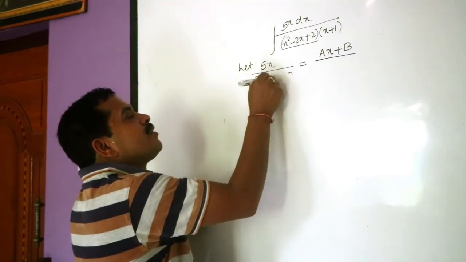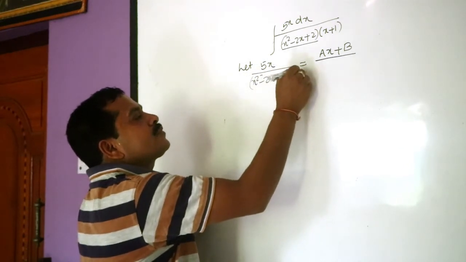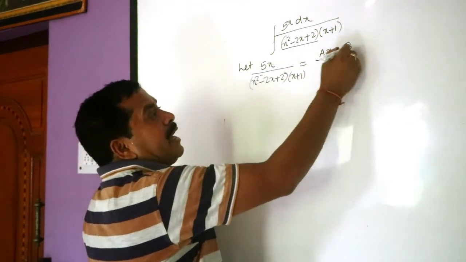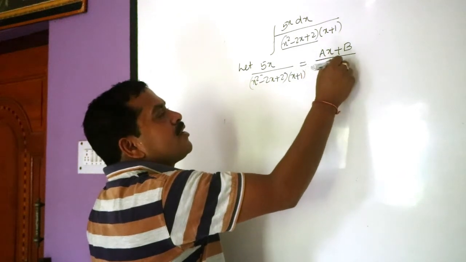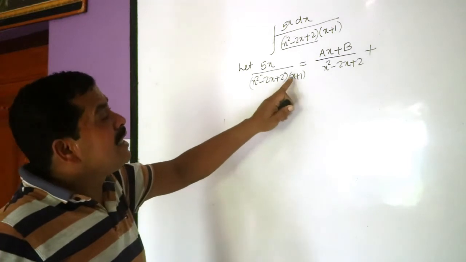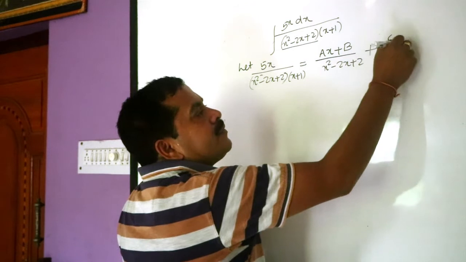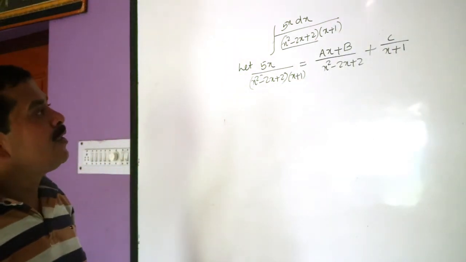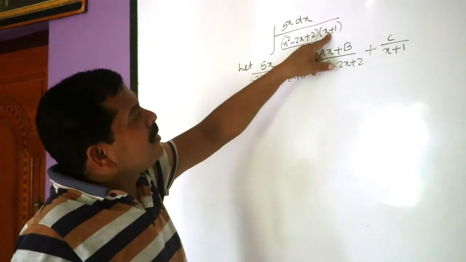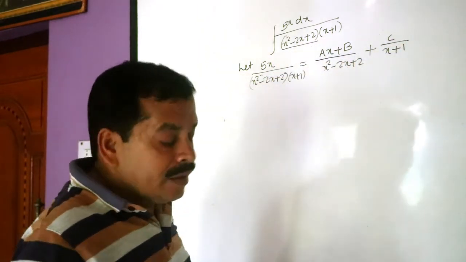x squared minus 2x plus 2 into x plus 1. You take (ax plus b) by (x squared minus 2x plus 2) plus, since it is linear, take c by x plus 1. This is the method. If it is also quadratic and cannot be factorized, then you can take cx plus d.